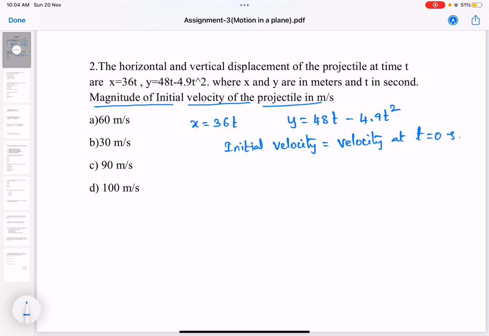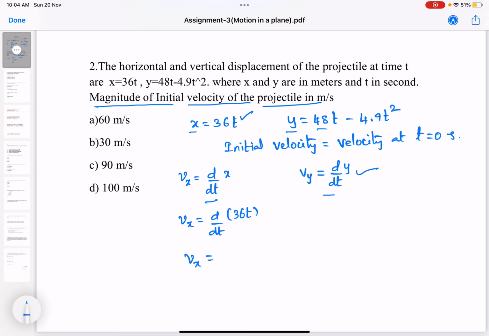He has given the x position and y position. So we can find the velocity along the x-axis, that is d by dt of x, and the velocity along the y-axis is d by dt of y. You know this. So differentiate x with respect to time, and differentiate y with respect to time. You will get Vx equal to d by dt of 36t, which is nothing but Vx equal to 36 meter per second.